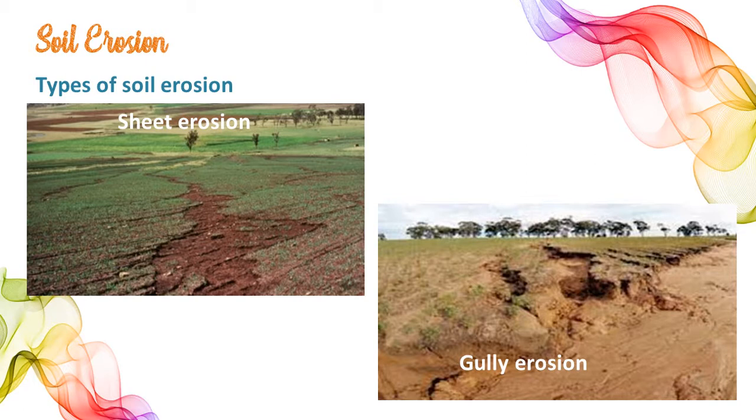Types of soil erosion. Sheet erosion. Sometimes water flows as a sheet over large areas down a slope. In such cases, the topsoil is washed away and this is known as sheet erosion. Here you can see the sheet erosion. Next, gullies or gully erosion. The running water cuts through the clayey soils and makes deep channels. These are known as gullies. The land becomes unfit for cultivation and hence this land is also known as badland.